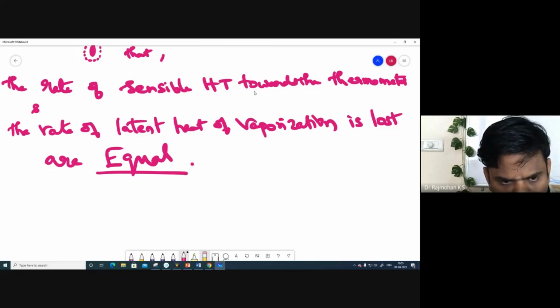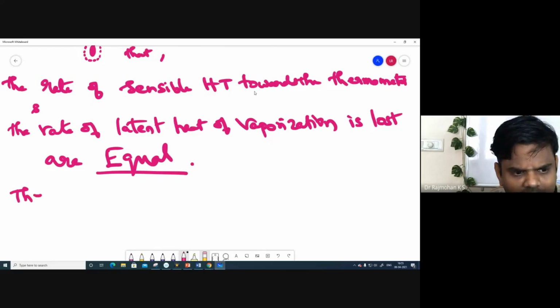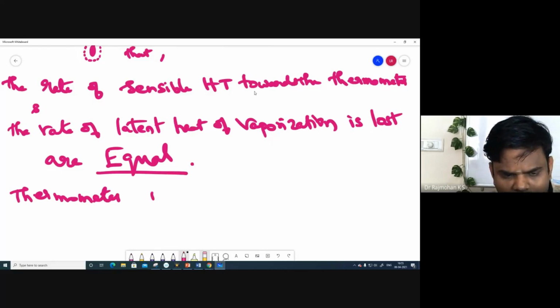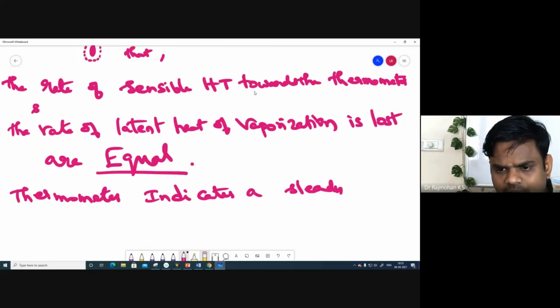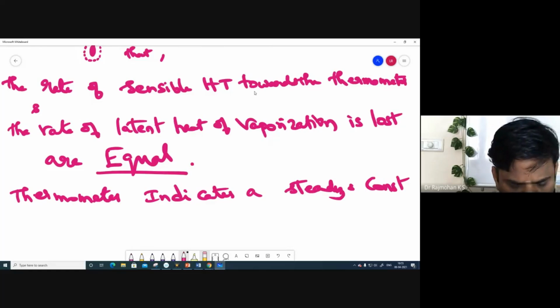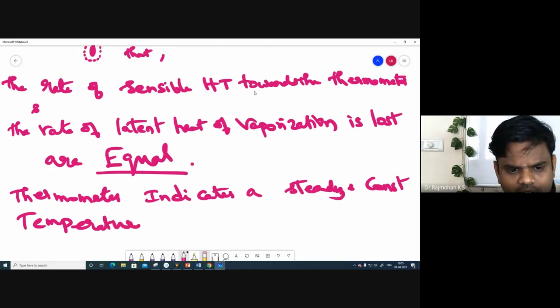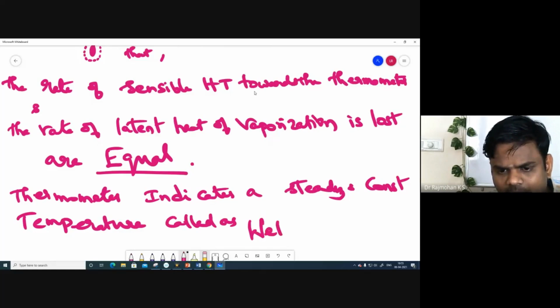So the thermometer indicates a steady and constant temperature, which is called the wet bulb temperature.